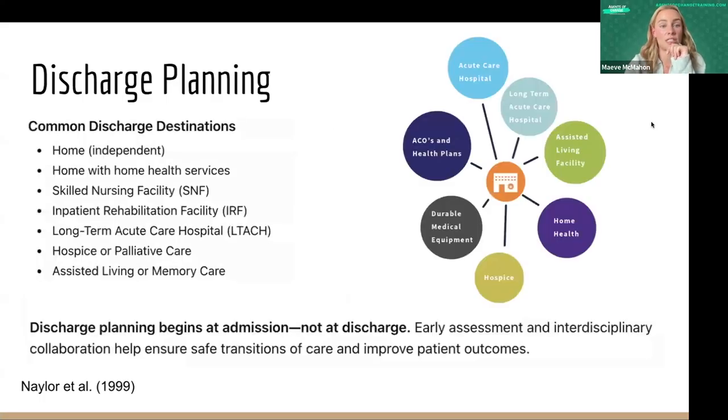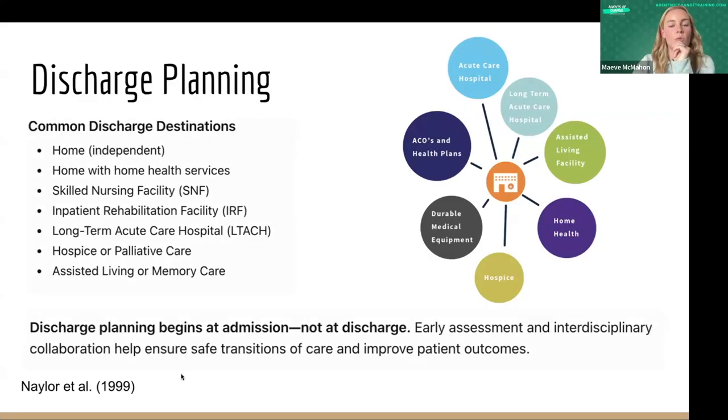So some common discharge destinations, we've talked a little bit about some of those as well. If they're going home, they're independent. Some people can go home with home health care services, a skilled nursing facility, an inpatient rehab facility, a long-term acute care hospital, hospice or palliative care. Those are two different things, just to be clear. And then assisted living or memory care.